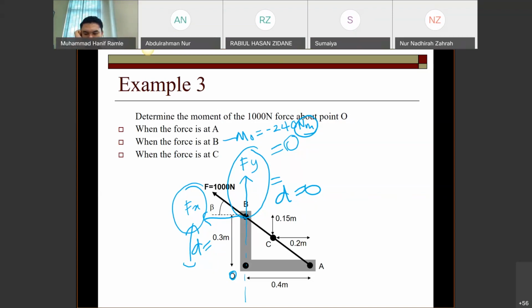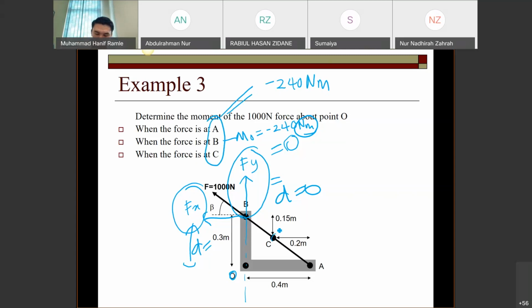Sorry, Abdul Rahman, can you speak louder, please? Sorry, doctor. Point C, is it 200? Negative 200? No, the answer for all cases should be negative 240 Newton meter, should be similar.